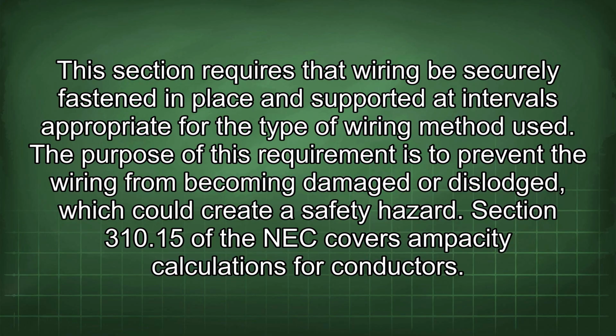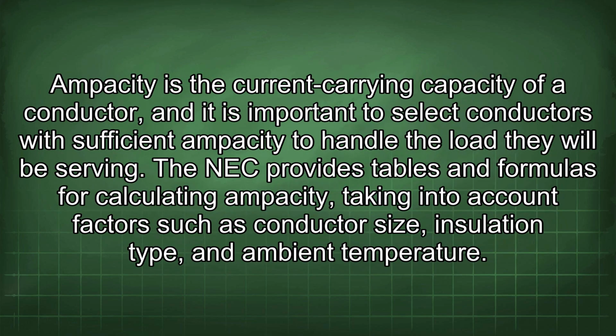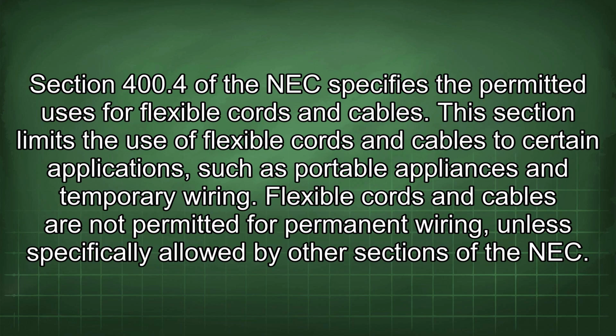Section 310.15 of the NEC covers ampacity calculations for conductors. Ampacity is the current carrying capacity of a conductor, and it is important to select conductors with sufficient ampacity to handle the load they will be serving. The NEC provides tables and formulas for calculating ampacity, taking into account factors such as conductor size, insulation type, and ambient temperature. Section 400.4 of the NEC specifies the permitted uses for flexible cords and cables.